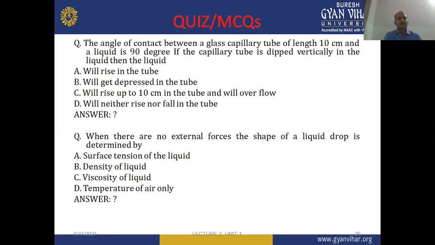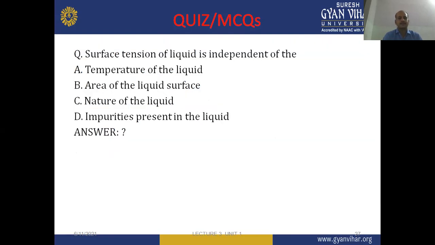The next question is based on superficial tension or surface tension. When there are no external forces, the shape of a liquid drop is determined by: option A, surface tension of the liquid; B, density of liquid; C, viscosity of liquid; and D, temperature of air. So when there are no external forces, the shape of the liquid depends on which physical parameter. As I already discussed in the lecture, we have to give the answer.